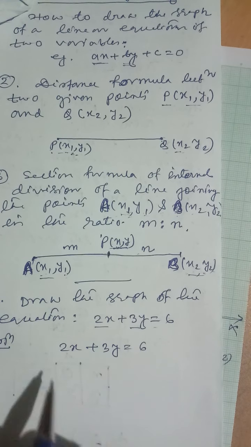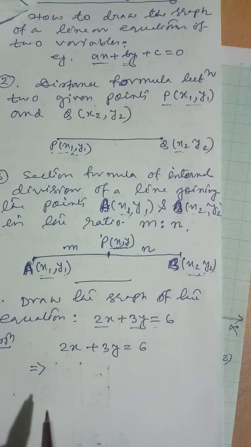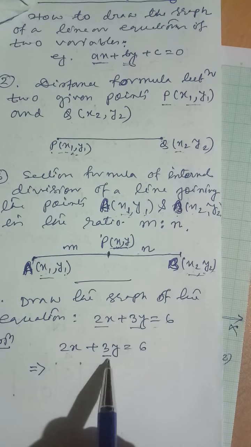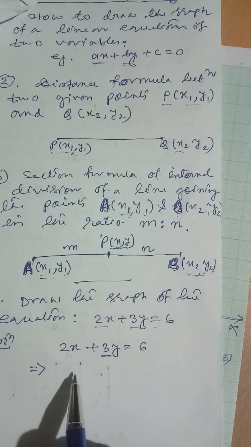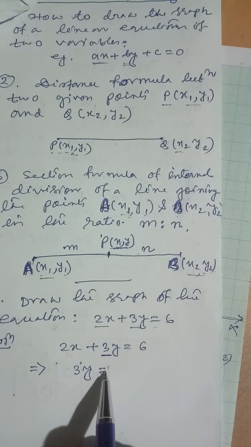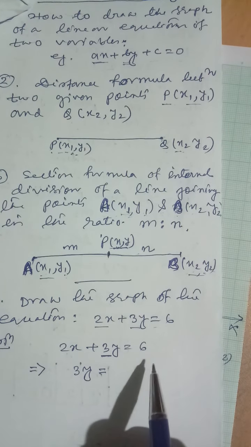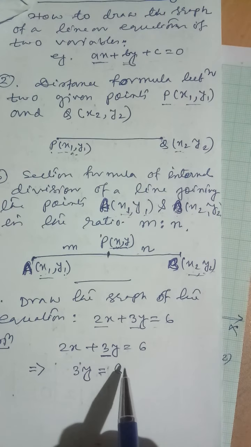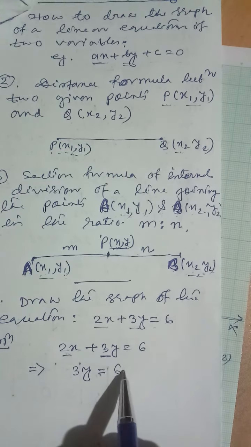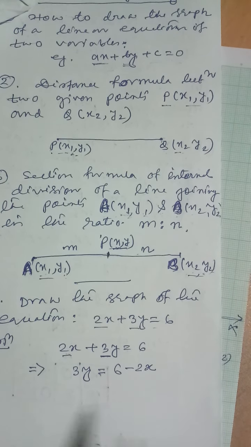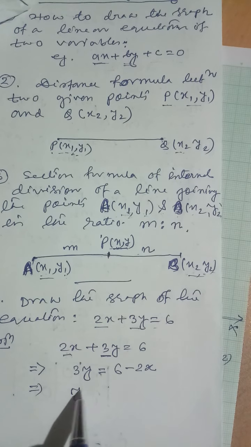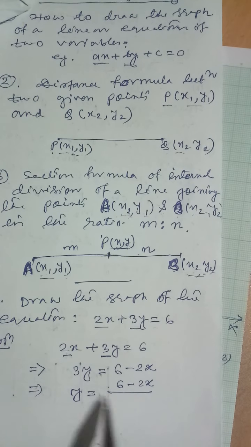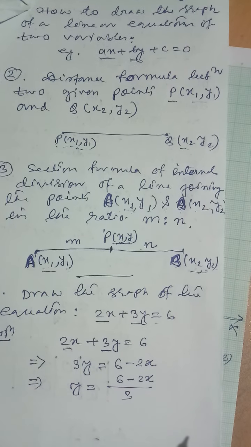Now we have to separate the variables according to the dependent and independent variable. Here y is the dependent variable, so this y will be kept on the left side, and this independent variable x will be transferred to the right side, that is 3y equals 6. When we transfer this 2x term to the right side, it gives us minus 2x. Then to get y we have to divide both sides by 3, that is y equal to (6 minus 2x) by 3.